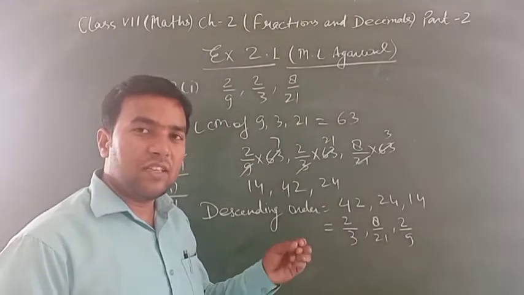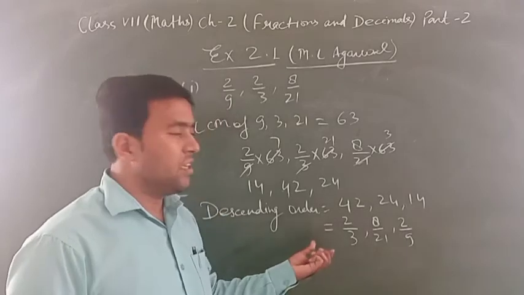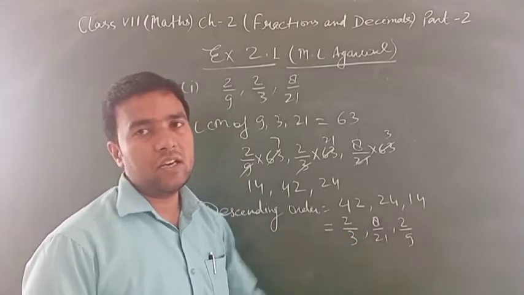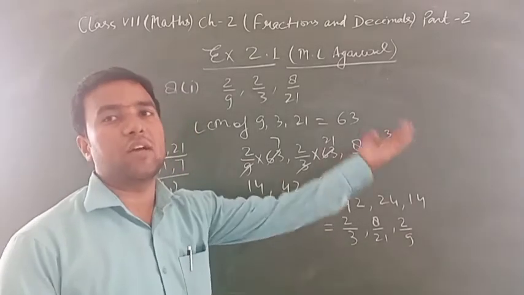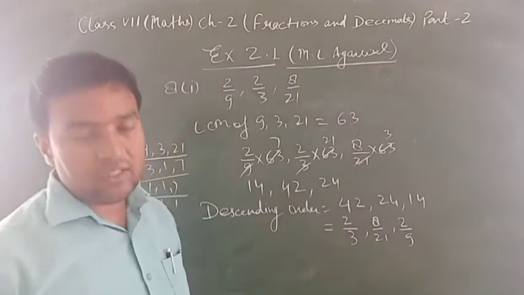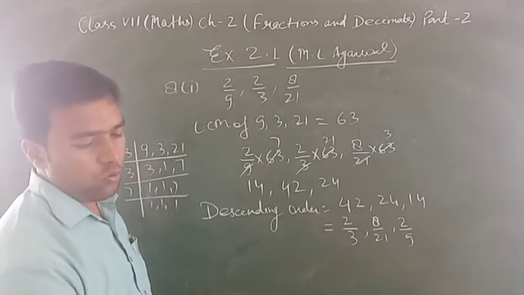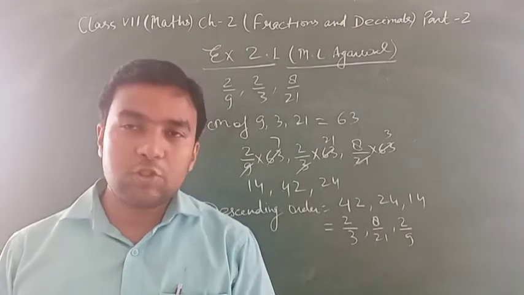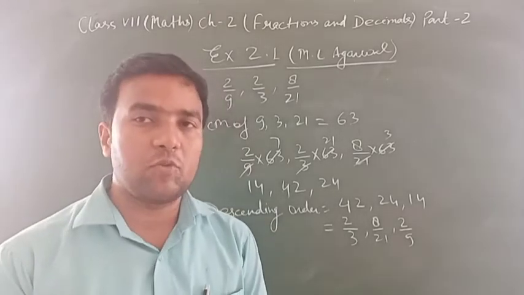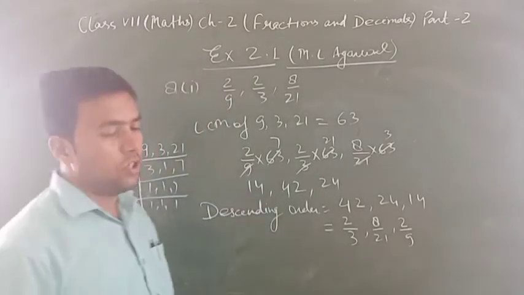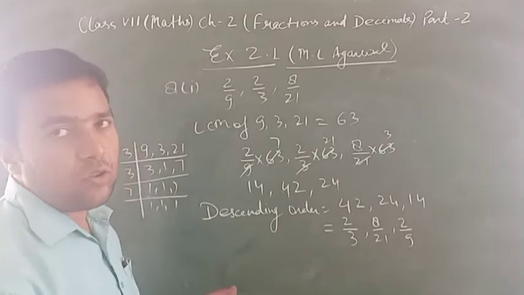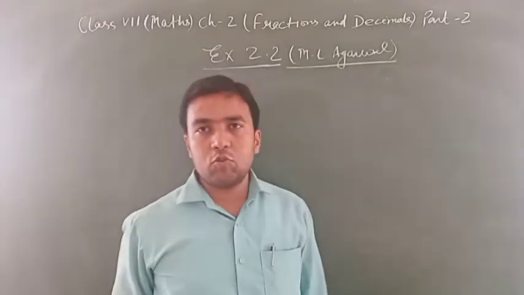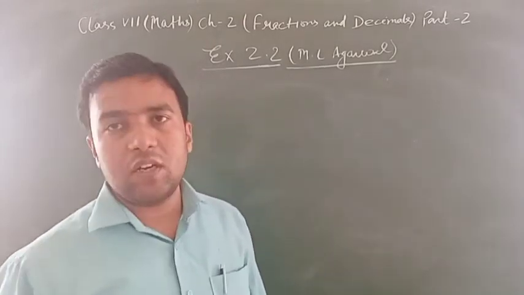If the question asks to write in ascending order, ascending means smallest to greatest. The first is small, then greater. Clear? Descending means greatest to smallest. Clear? So this exercise 2.1 in ML Aggarwal is completed. And exercise 2.2 has only 5 questions. That also I will explain in this video, because that is also related. Note this. Exercise 2.2, first question: evaluate the following.